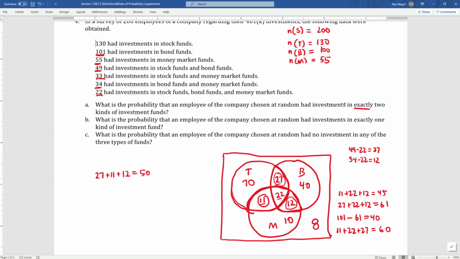And then the relative frequency would be out of the 200 employees. So we'll call that 0.25.